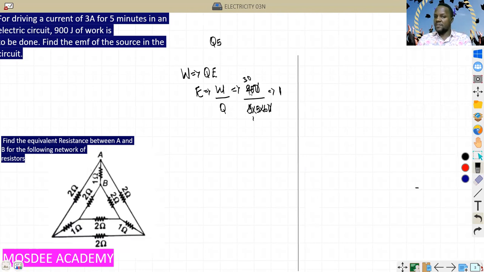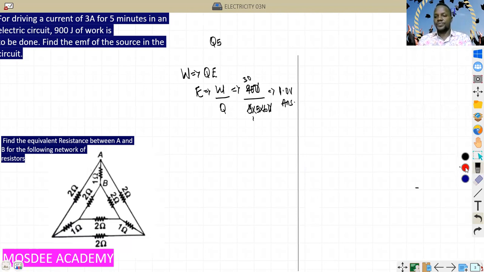And the answer will be 1. What I'm saying is that 60 times 15 is also 900. And this is going to give you 1.0 volts, which will be the answer to the question. So keep that at the back of your mind. Sometimes questions can be very, very simple, and that is an example of what you want.